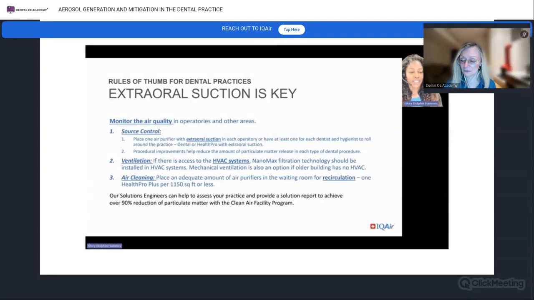Step number 3, air cleaning, placing an adequate amount of air purifiers within the waiting room. One HealthPro Plus will be able to cover a 1,150 square foot space, so that's also something to keep in mind when it comes to air cleaning. Our solutions engineer can help assess your practice and provide a solution report to achieve 90% cleaner air with our Clean Air Facility program.